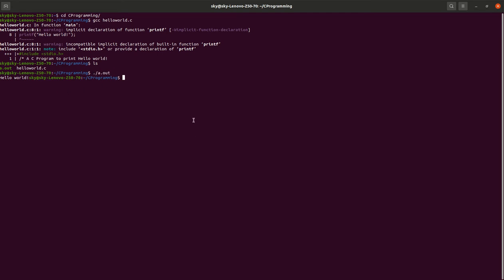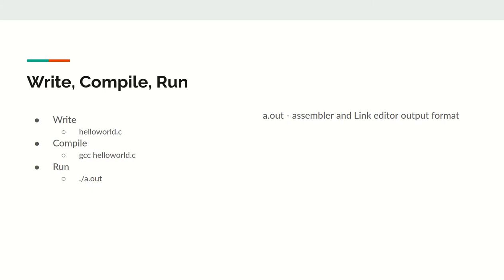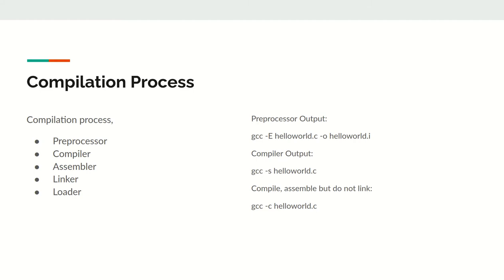So we created a file in the visual code editor, we compiled it, and we ran it. Now we saw the output as well. So this is how we write, compile and run the program. Now we'll see the intrinsic part of the compilation process, how it has actually generated this a.out, step by step. Now we'll move on to the compilation process.